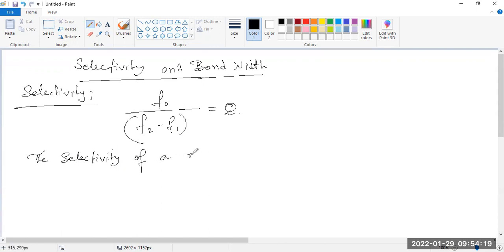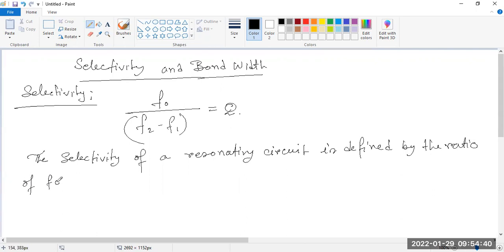Selectivity of a resonating circuit is defined by the ratio of F0 to the bandwidth of the circuit. Okay.